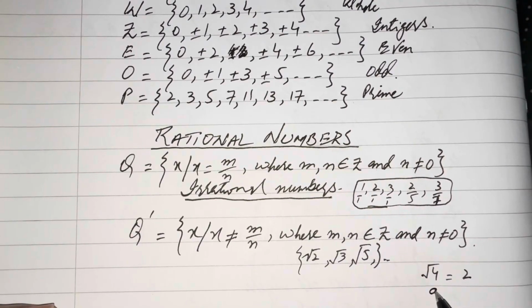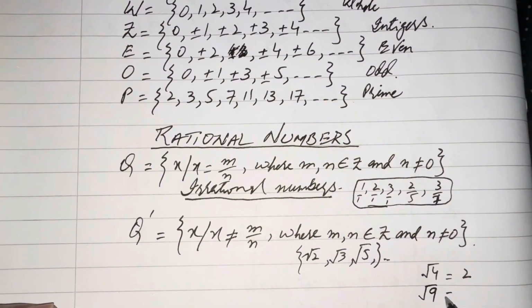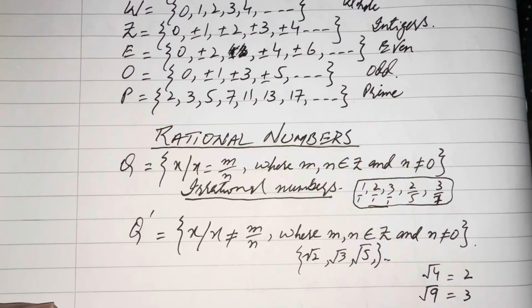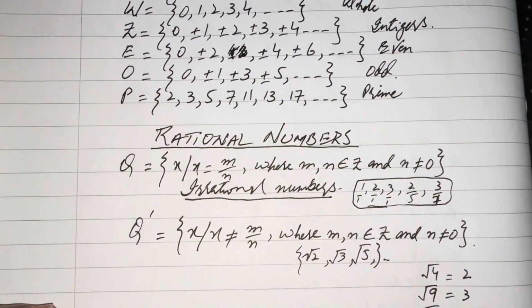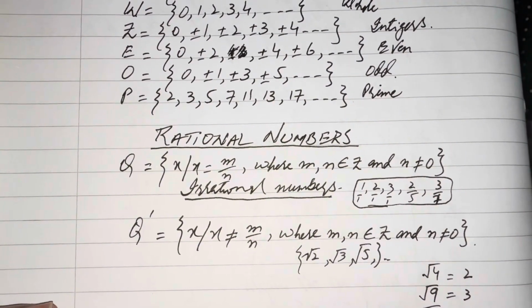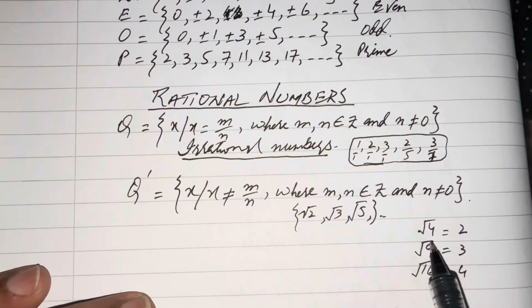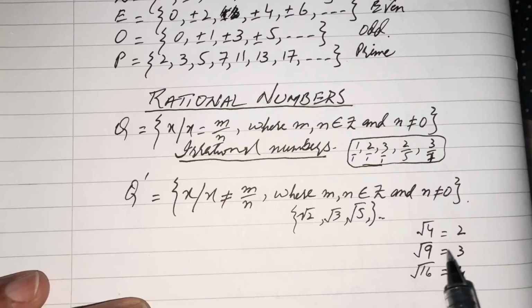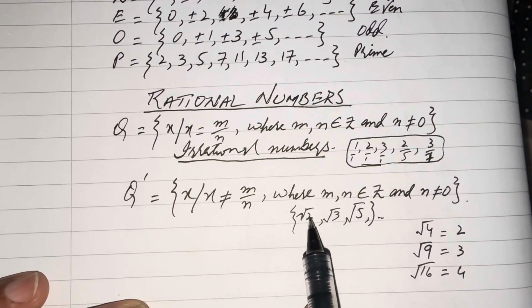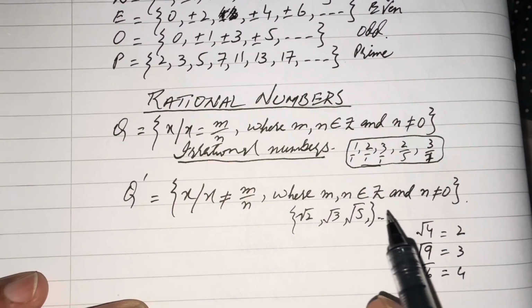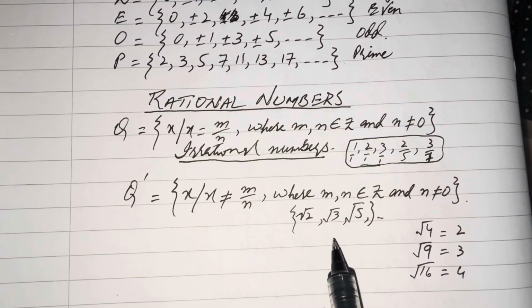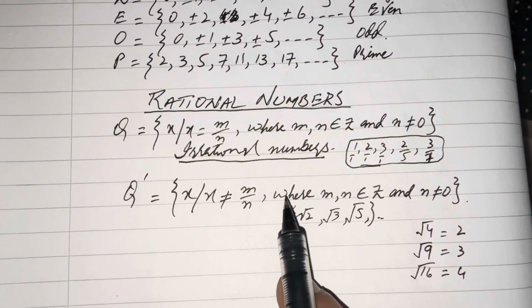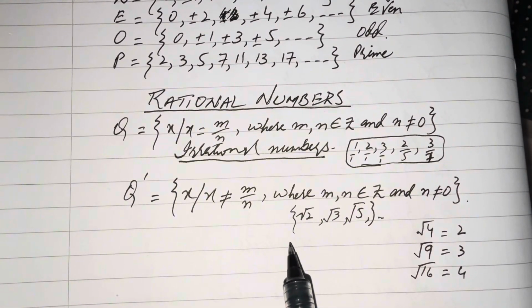Similarly, if we take the example of 9, under root 9 means 3, or we can say that under root 16 means 4. So these are the examples of rational numbers. These are not irrational numbers. Irrational numbers are written as under root 2, under root 3, under root 5, and so on. So these are the examples of rational and irrational numbers.